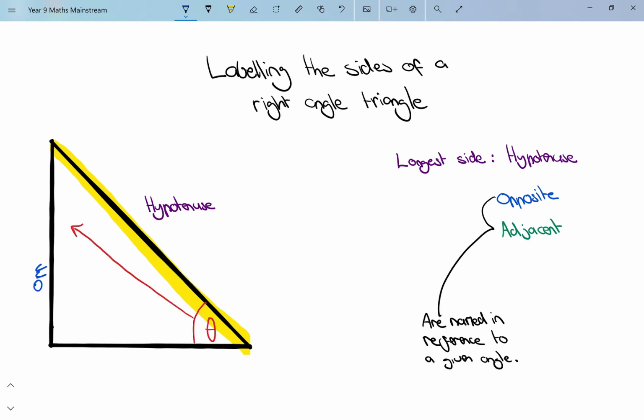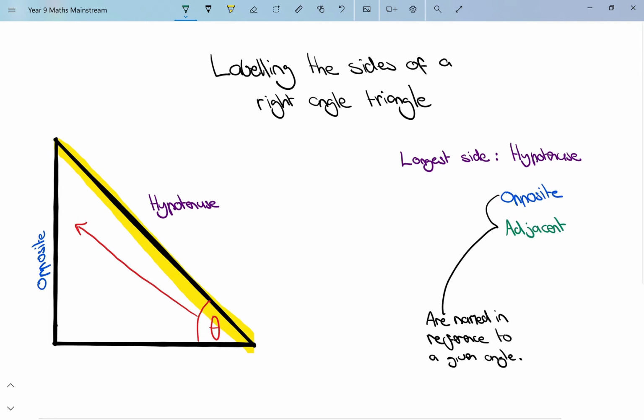So first, if we have an angle down the bottom there that I've highlighted in red, once you've labelled your hypotenuse, drawing an arrow directly across from that angle will always be the opposite. And if that side's the opposite, then the only other side left must be the adjacent.